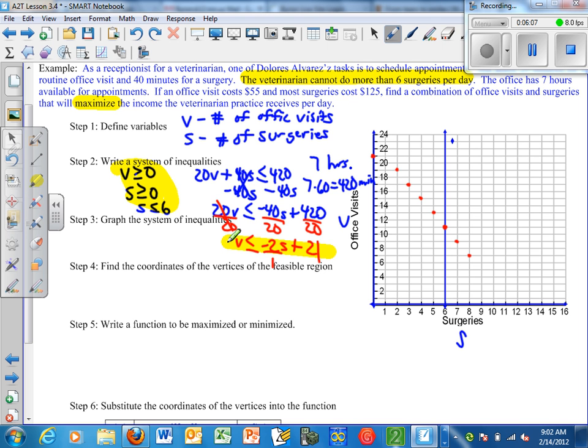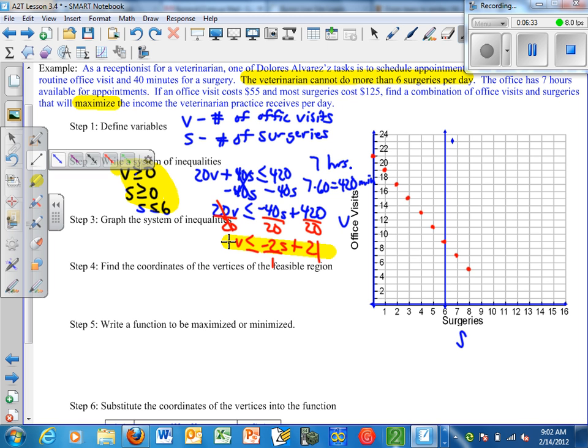Oops, I'm off on my points there. Let me redo those. I went down 2 and right 2 before. So let's redo that. I'm going to go down 2, right 1, down 2, right 1, down 2, right 1, down 2, right 1, and so on. So we're like this. Okay, so I'm going to draw that line.